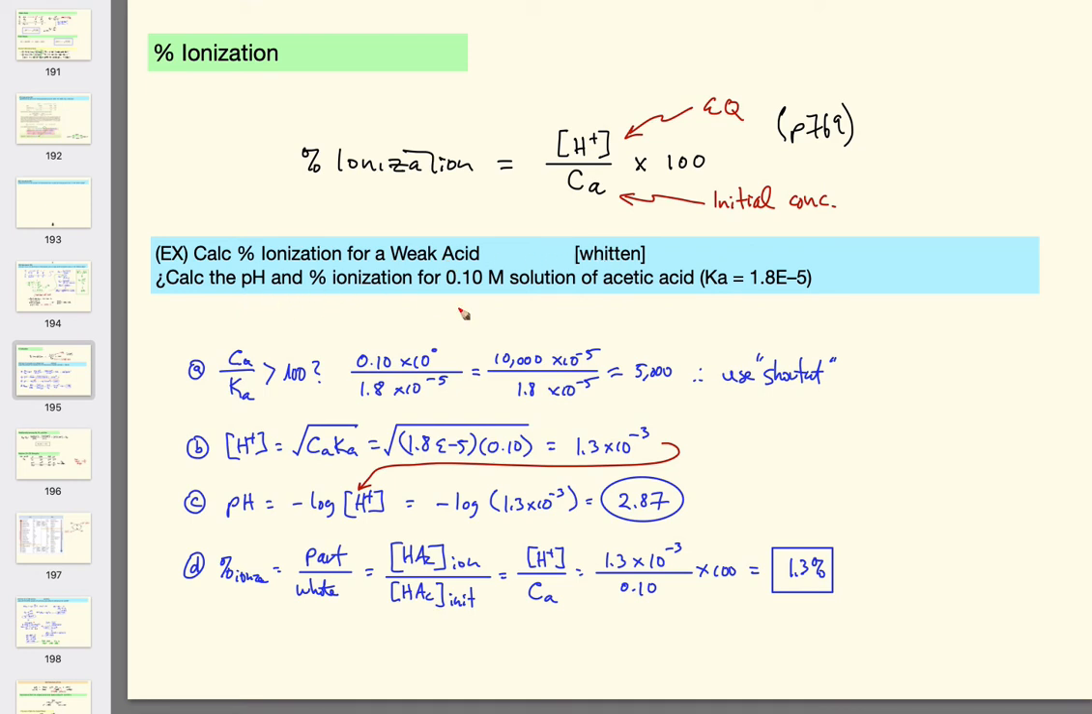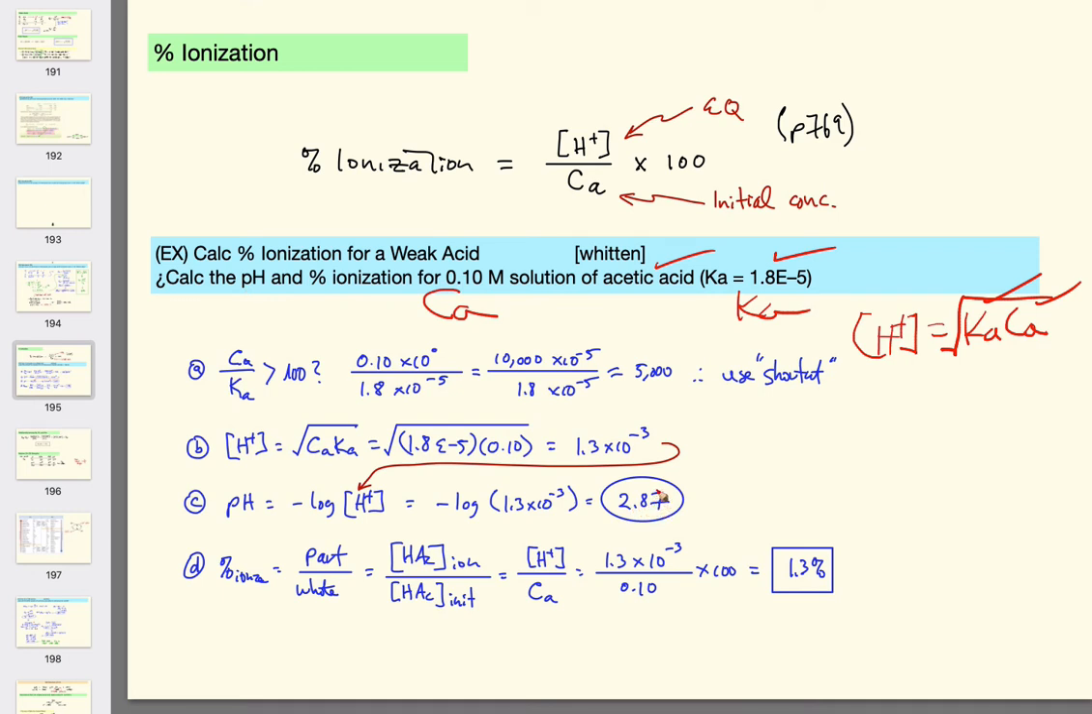Okay, calculate the pH. Now we know we have the pH, and percent ionization for a 0.1 molar of acetic acid. So we're given a Ka, we know acetic acid is a weak acid, and we're given a Ca. Well, this is kind of a duh, right? You already know your formula for that, if the shortcut holds, which is this. And we know this, and we know this, and we can calculate this. So I go through the process of calculating that, and then taking the minus log, because it asks for pH, and that's 2.87.